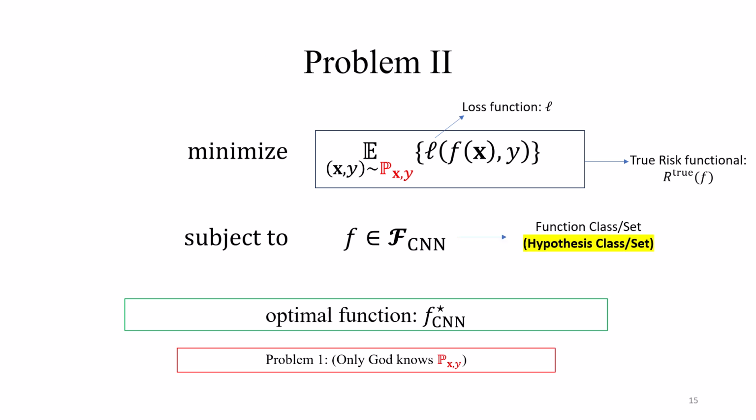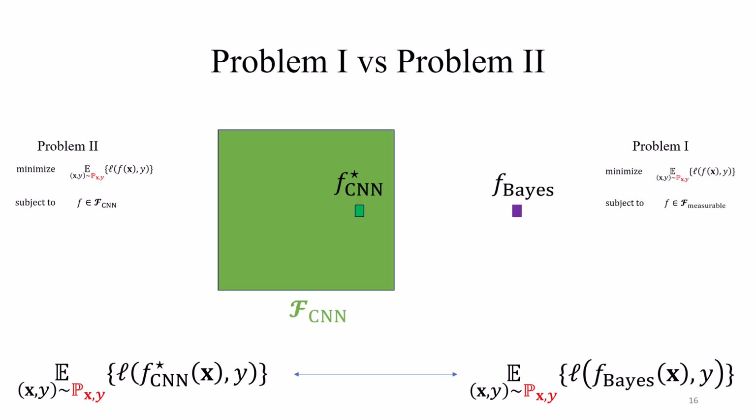Therefore, let's relax this function set constraint and arrive at problem 2. We define a particular function class, which we will sometimes call a hypothesis set, let's say a particular CNN architecture, and we denote the optimal function here as f_CNN star. Still, we don't know p sub xy, so this will have to be discussed later.